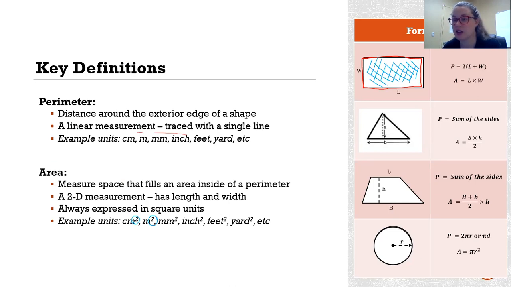Now, because it has length and width, when we take meters times meters, because that's what happens when we do a rectangle, we take the length and multiply it by the width. When we do that, meters times meters always gives us meters squared. That gives us our quick key definitions and a few things to look for.